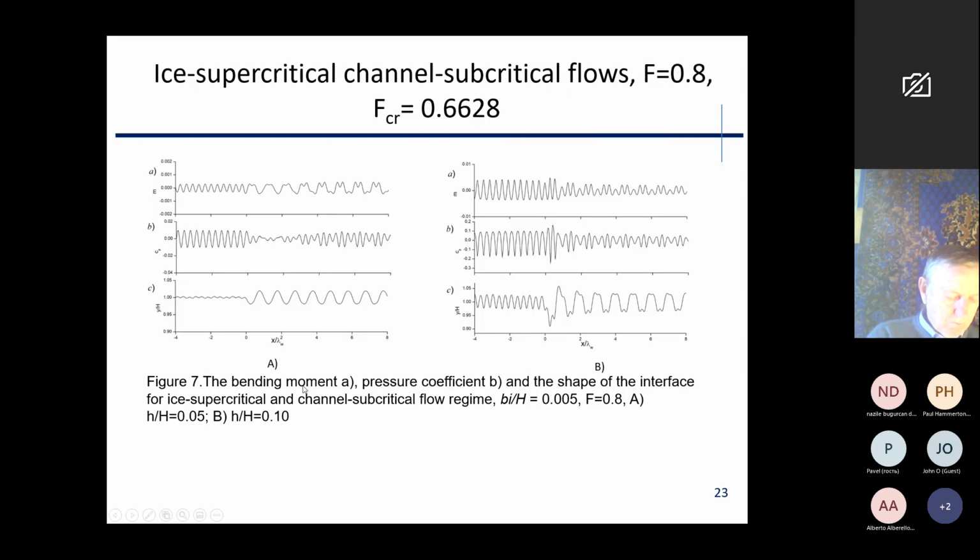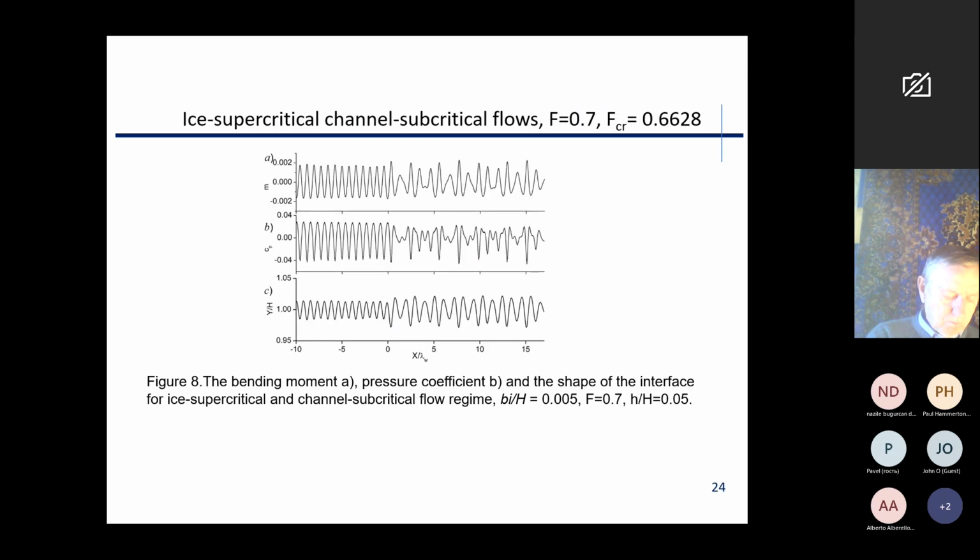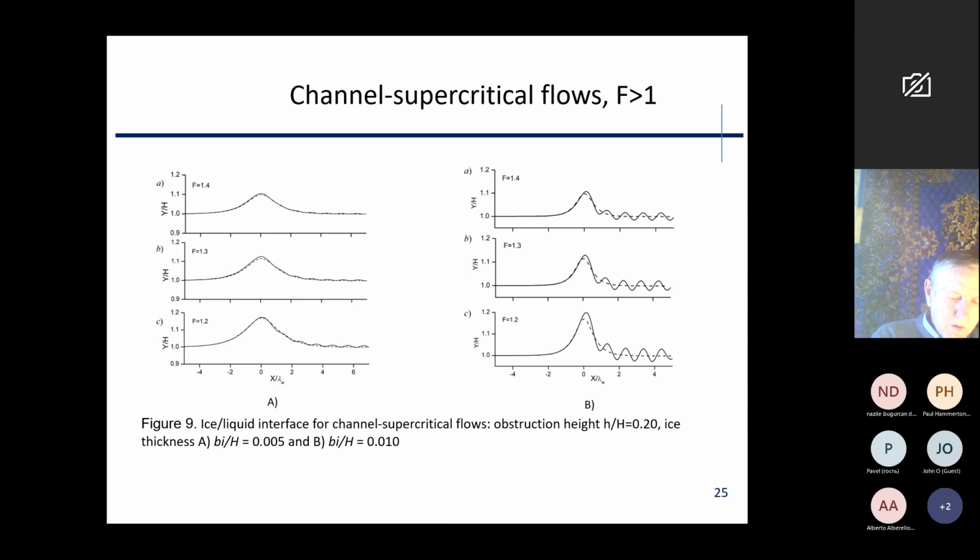Yeah, for the smaller Froude number 0.8, it's closer to the critical Froude number, and here the results are very close to the critical Froude number. We can see a complicated interaction of two waves of almost the same wave number. So waves with closer wave numbers produce very strong interaction. And here is shown channel supercritical flow.